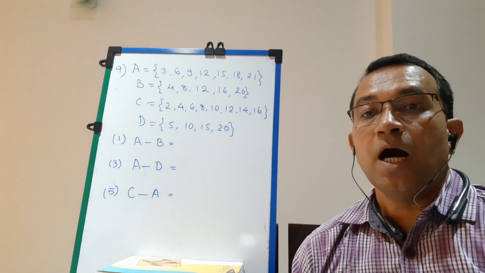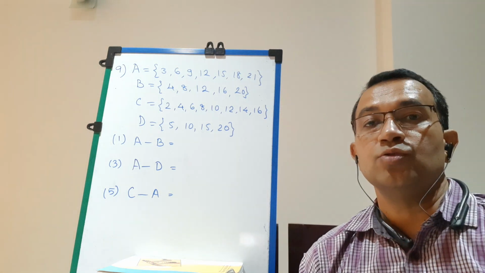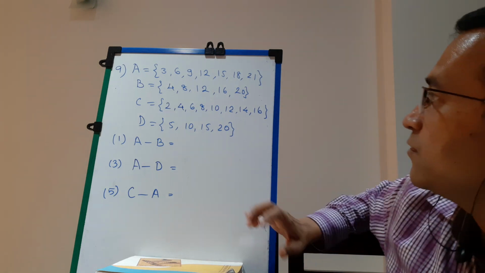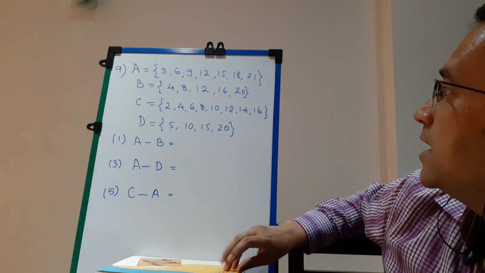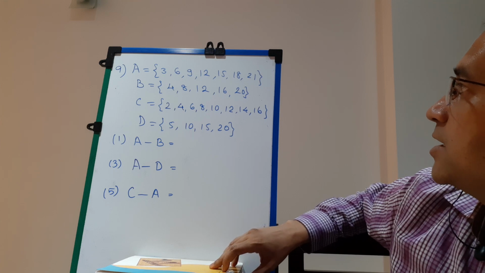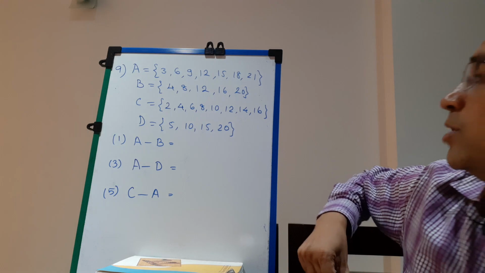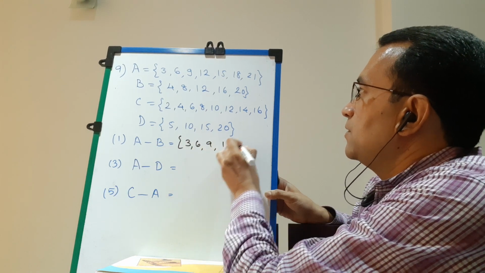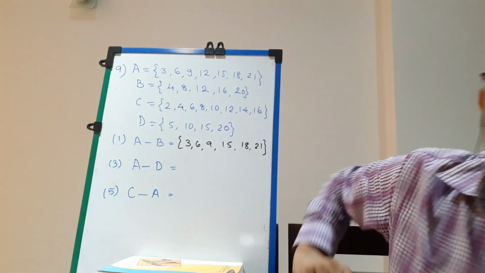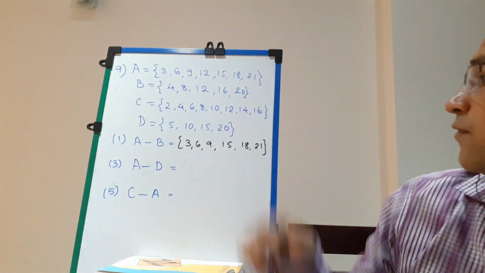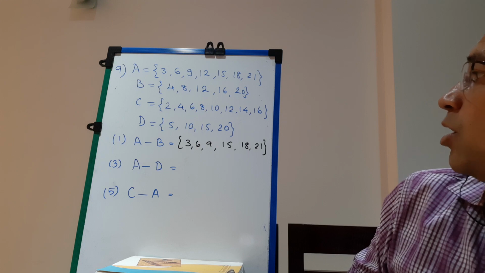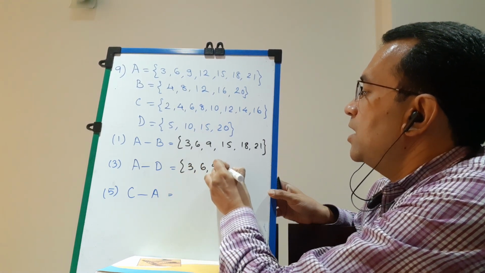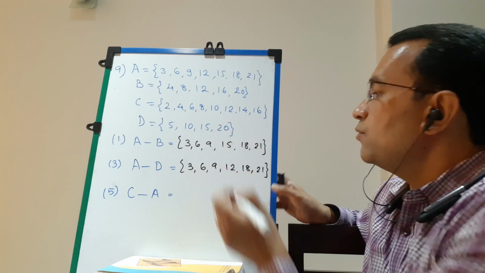Once again, how to operate, students, A minus B. To get A minus B from A, remove the common elements of A and B. First of all, point out which are the common elements of A and B. Only 12 is common between A and B. So from A, if I remove 12, I will get 3, 6, 9, 15, 18 and 21. Now A minus D. From A, remove the common elements of A and D. The common element is only 15. So if I remove 15, I get 3, 6, 9, 12, 18 and 21.